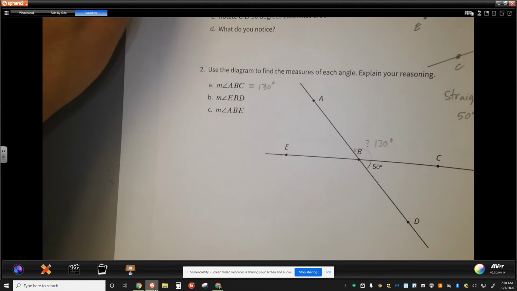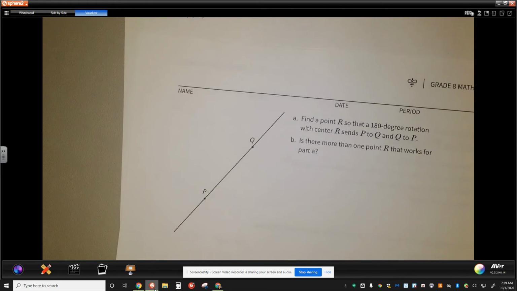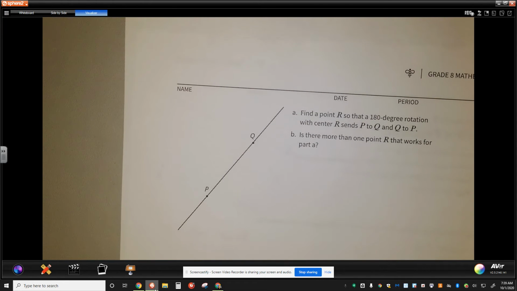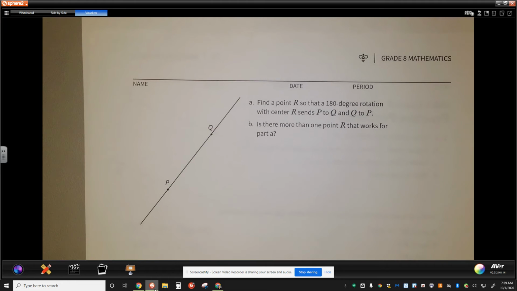Problem number 3, we're going to plot points P and Q on a line, or they are on a line, and we're going to find a point R so that a rotation of 180 degrees rotated around center R. So you get to choose wherever you're going to put point R. And then you're going to go ahead and perform that 180 degree rotation. And it says, is there more than one point R that works for part A?